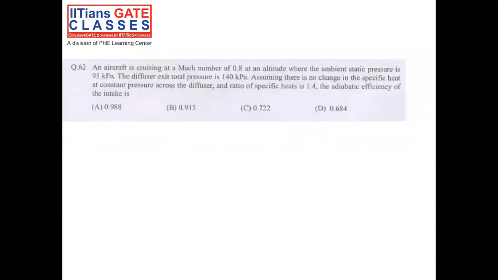Next question. The aircraft is cruising at a Mach number 0.8 at an altitude where the ambient static pressure is this, the diffuser exit total pressure is this. Assuming there is no change in the specific heat at constant pressure across the diffuser, the ratio of specific heats is this, find the adiabatic efficiency of the intake.